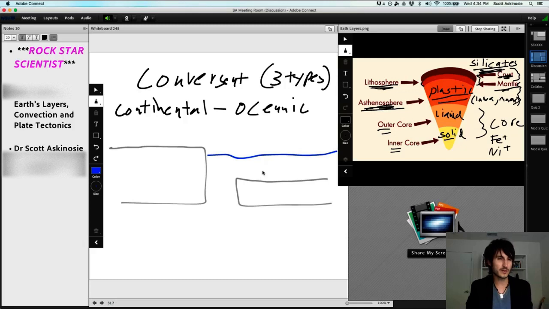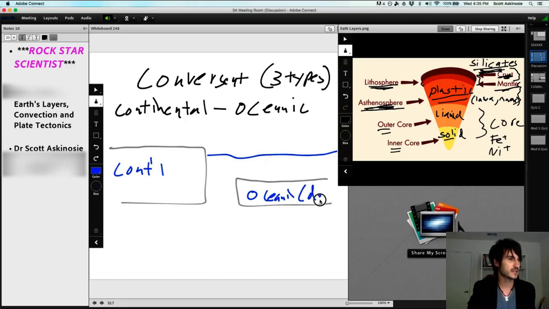Before we talk about this, it's important to note the relative size of these two plates. So the continental plate looks a lot bigger than the oceanic plate. I drew them that way on purpose. That's because they are actually a lot larger. But the oceanic plate is actually a lot more dense. So this is oceanic. This is continental. And the oceanic plate is very dense. And there's a reason for this.